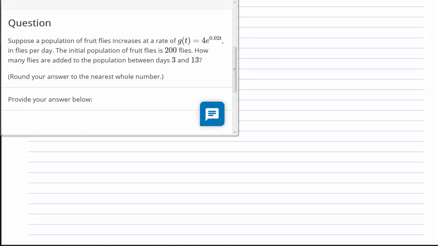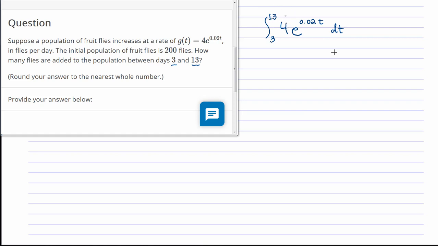So the change in our fruit fly population is going to be the integral of the rate of change. The rate of change function is 4 times e to the 0.02 times t, and I'm integrating with respect to t. The limits of integration need to be the change in the time. The time changed from 3 to 13. So that's what we need.